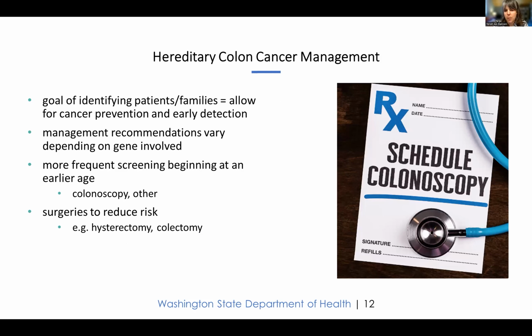Colon cancer management for both Lynch syndrome, the polyposis syndromes, other colon cancer conditions, again, certainly includes trying to prevent cancer if possible, or at least detecting it earlier. There are different guidelines, again, for the different genes that are involved, and those will vary depending on how high the risk is and which cancers are involved. Nearly all of them include starting colonoscopies younger and doing them more often as a major component of the plan. There, again, may be surgeries or other treatments that we could use to reduce risk over time.